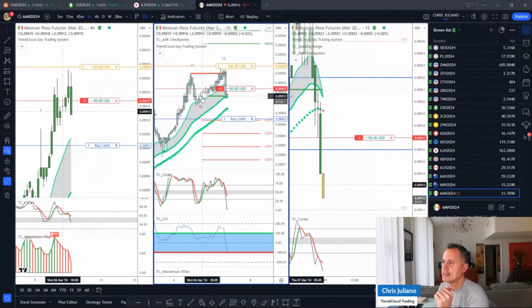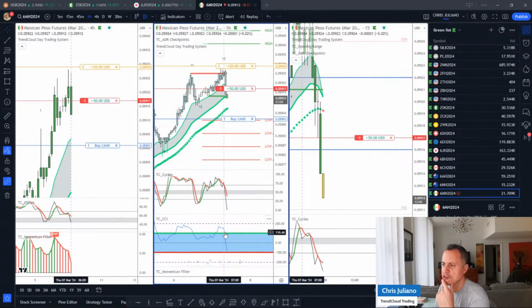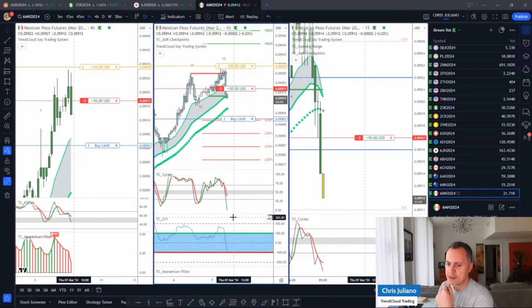Okay, and it kind of went sideways, and now we're starting to break to the downside. Now notice how we did not have momentum on our side, right? With the extended trend strategy, you're not going to have the trend on your side, and you're not going to have the intermediate momentum on your side.